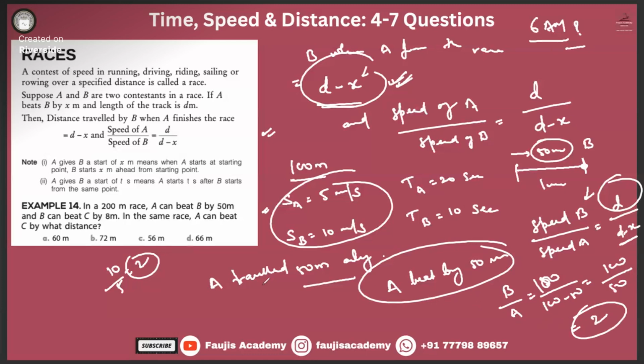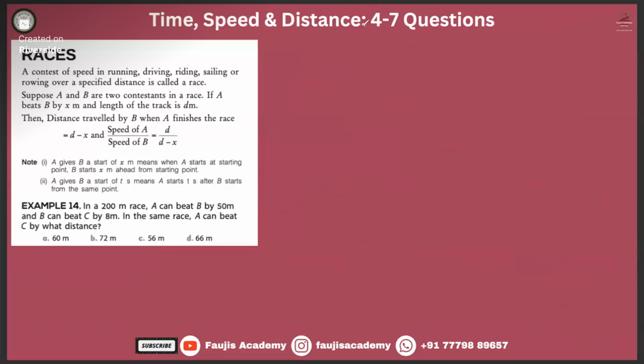Right. Let's read this question. In a 200-meter race, A can beat B by 50 meters and B can beat C by 8 meters. In the same race, A can beat C by how many meters?